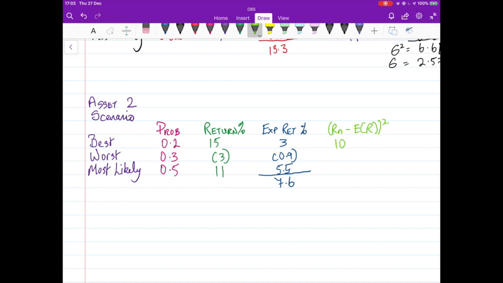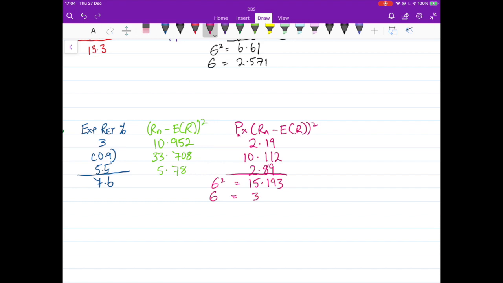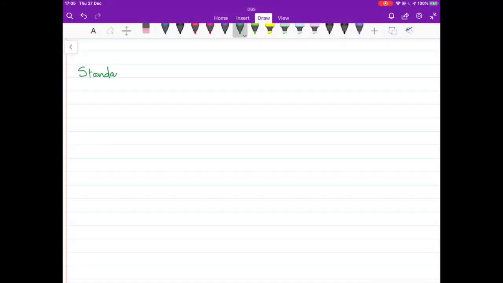Subtract that 7.6 from each of the original returns, and you end up with a set of figures, and then square them, and then finally multiply that by the probability, and that gives you, for each of your possibilities, a figure. Add the three of those up, and that gives you the variance again, and therefore the standard deviation in this scenario is 3.8.